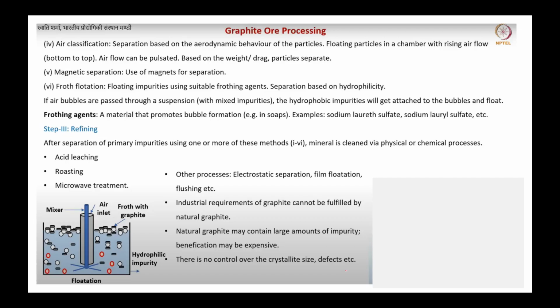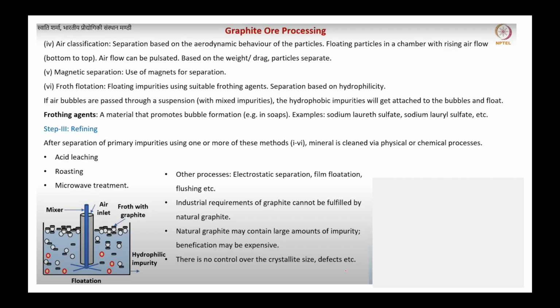Now I explained the froth flotation. Here the air will come and you will add some frothing agent. Due to its hydrophilicity property, the impurity material will attach to the froth and the other material will come down, right? Step 3 is what?